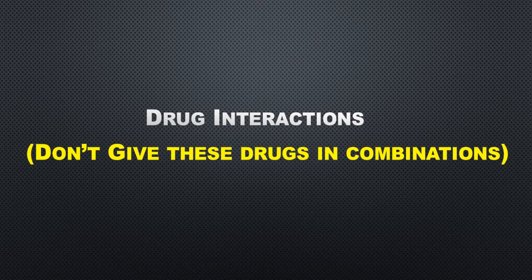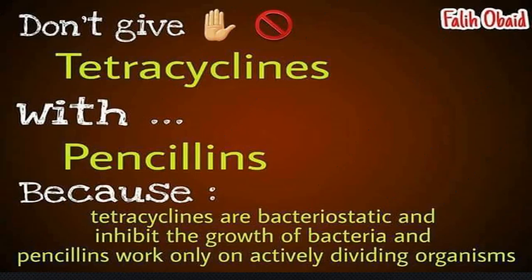So let's get started. First of all, the first combination we will discuss is: you don't give tetracycline with penicillin. Both of these drugs are antibiotics and you should avoid giving them in combination. What is the reason behind it? Because tetracycline is bacteriostatic. It will inhibit the growth of the bacteria, and the penicillin drug only works on actively dividing organisms. So it is very important to avoid this combination.